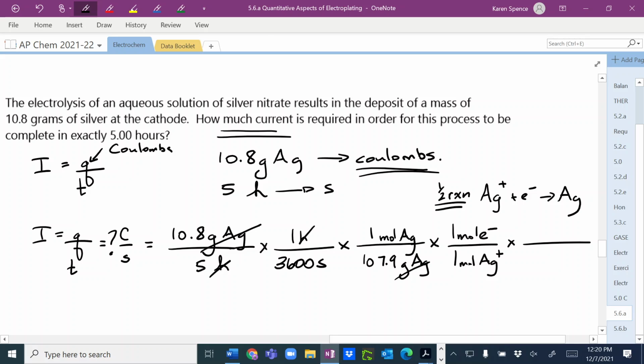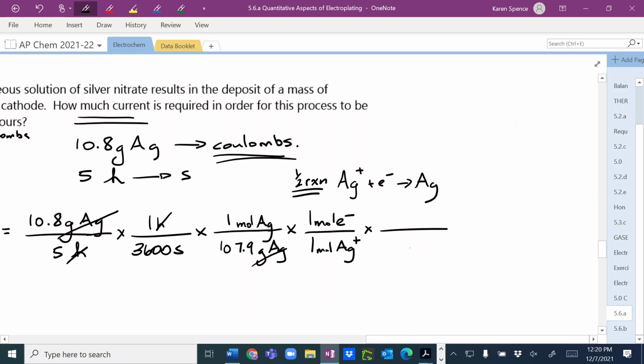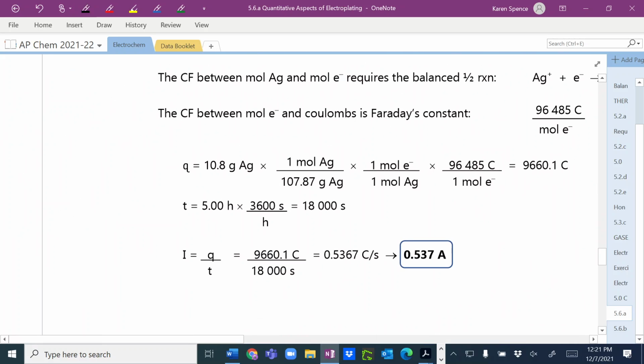And then finally, we can go Faraday, Faraday, Faraday. We're going to cancel moles of electrons and find coulombs. Why did I write plus? It doesn't matter. Silver and silver plus are identical for all purposes here. But anyway, better to stay consistent. 96,485 coulombs. And so we would do the math on that, and we would get, I'm going to cheat this time, 0.537.